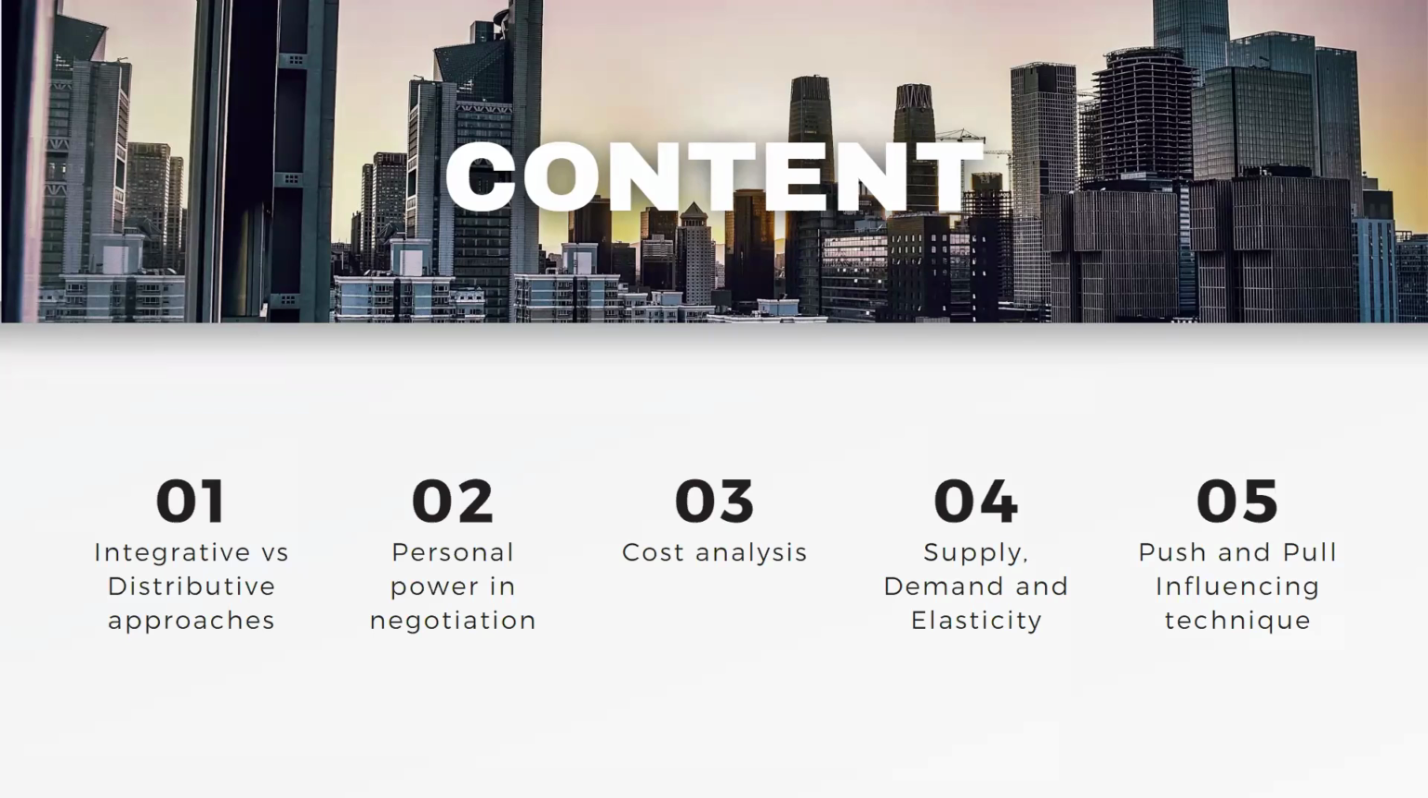The third topic, I think, is assumed to be the most challenging part of Form 5: cost analysis. We learn about the different types of costs.